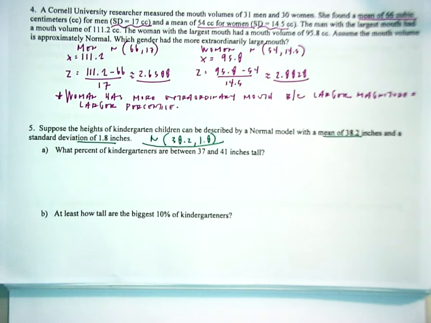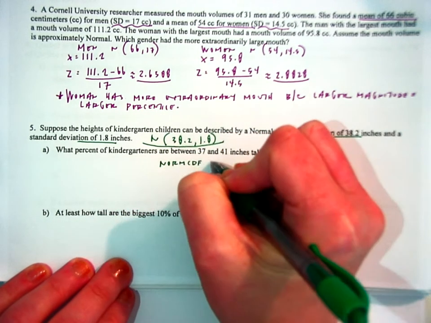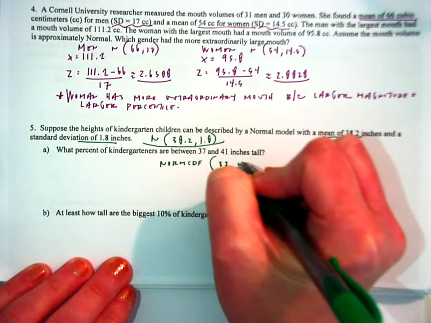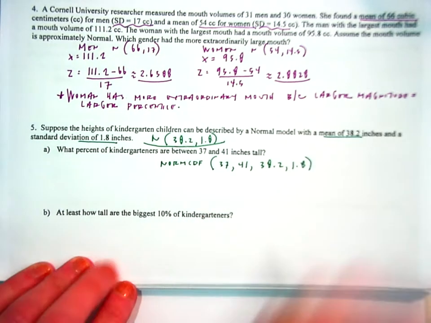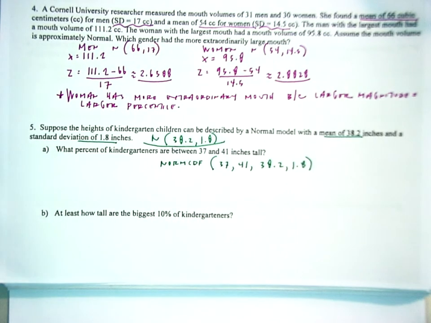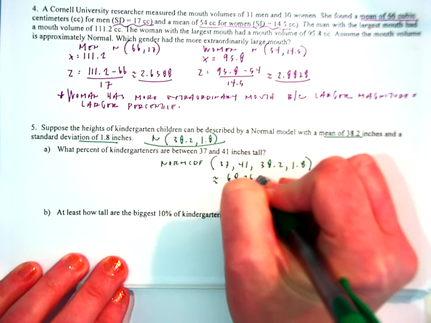Okay, what percent of kindergartners are between 37 and 41 inches tall? How amazing. I actually don't have to use my z-score process anymore. I know how to use the raw data. So I can go straight to normal CDF: lower boundary, upper boundary, mean, standard deviation. So you can still convert to the z-scores, but I'm telling you now that it's an unnecessary extra step. We have shortcuts, and who doesn't love shortcuts? So here we're at about 68.76%.